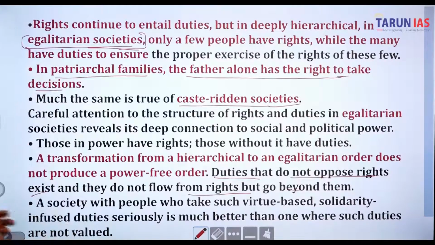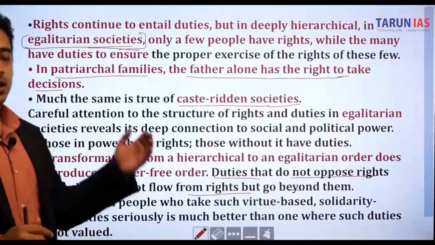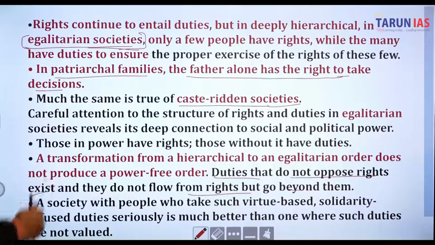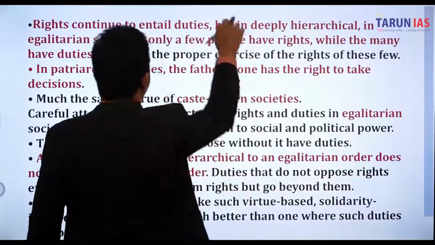So we must keep that in mind. A society has to understand that if our Constitution is giving rights, it is our duty to follow the fundamental duties as well.